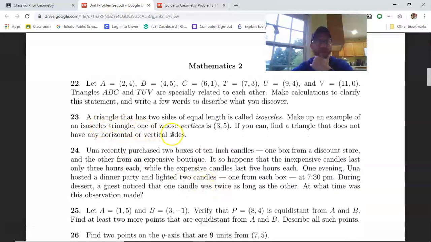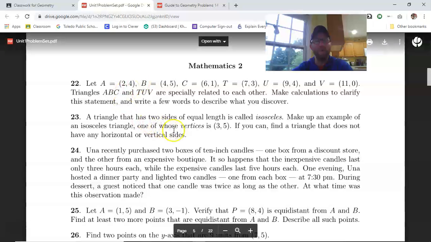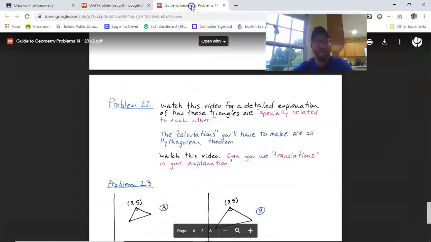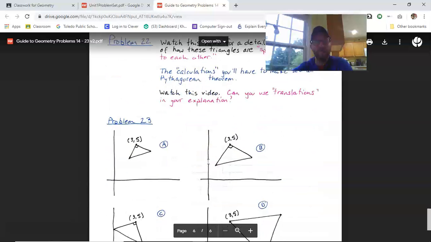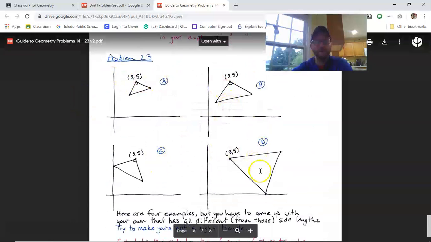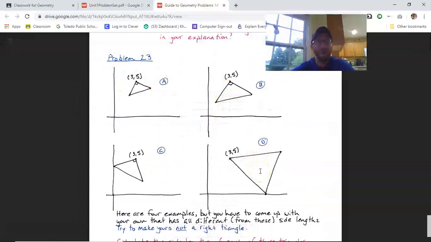Last problem, number 23. A triangle that has two sides of equal length is called isosceles. Make up an example of an isosceles triangle, one of whose vertices is the point (3, 5). So if you can, find a triangle that does not have any horizontal or vertical sides. Doing it with horizontal and vertical sides is pretty super easy. I've given you, however, 4 different samples of ones that don't have horizontal sides.